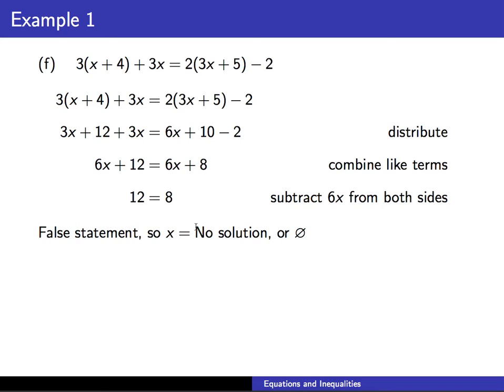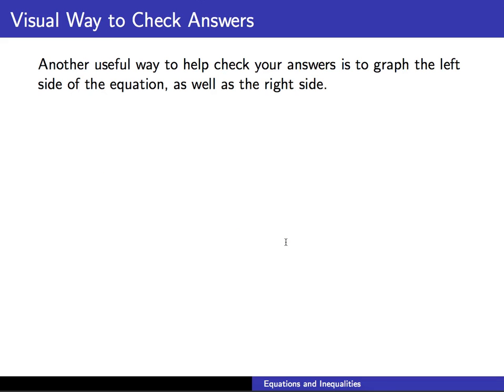Now, if you don't want to write out no solution, just like with all real numbers, we have a symbol for that. We also have a symbol for no solution. It's the circle with a slash through it. So when you see or write the circle with a slash through it, it means no solution.